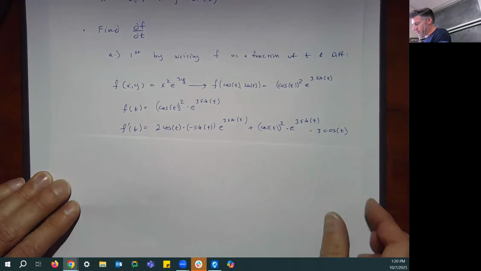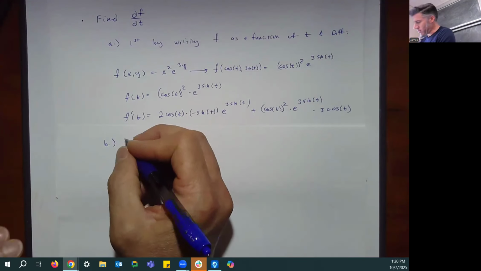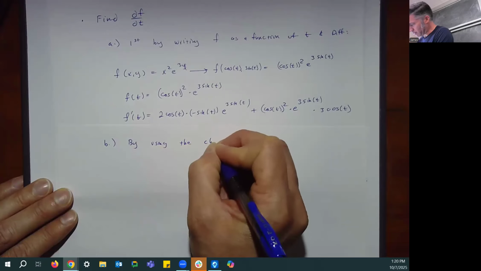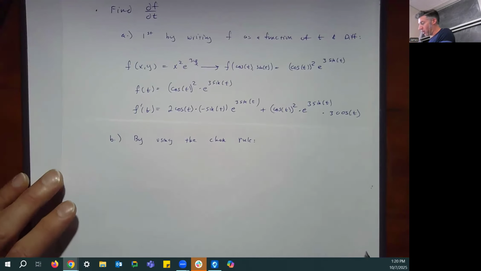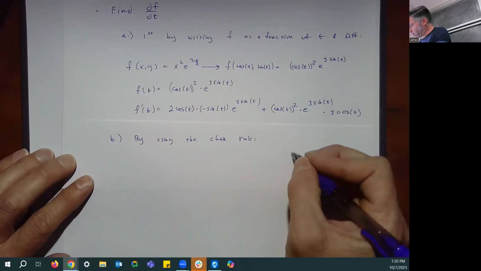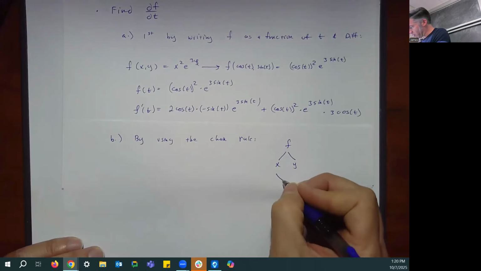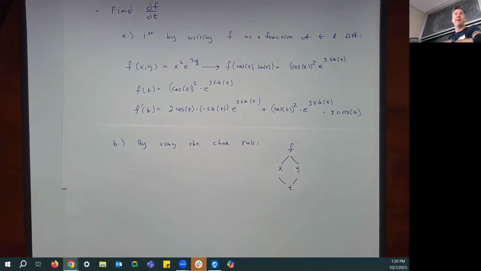Or we can use a diagram. So B, by using the chain rule. We're going to write our map. Our f depends on both x and y, and x and y both depend on t. I should mention, we'll see in the next example, this is not the only kind of mapping. It's not always f depending on two things and then two things depending on one thing. Although it's a very typical situation, it's not the only situation by far.